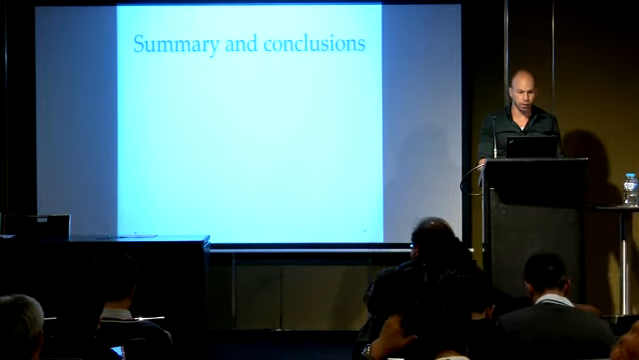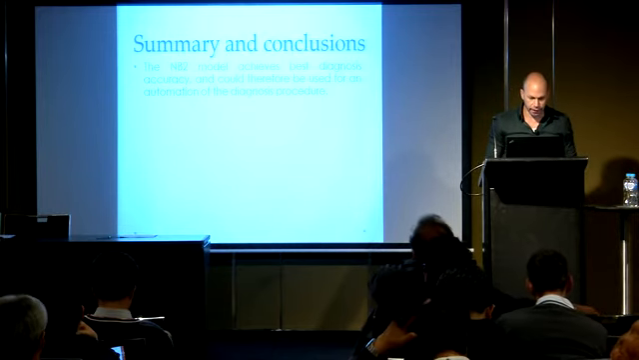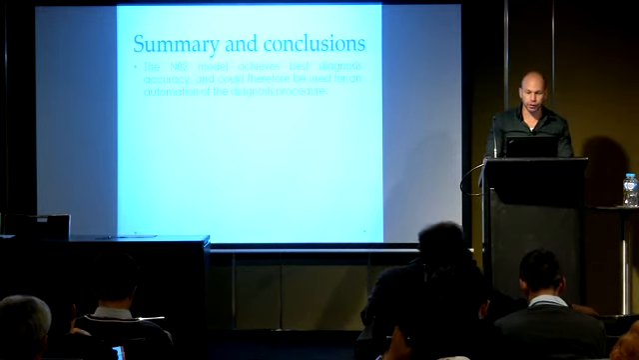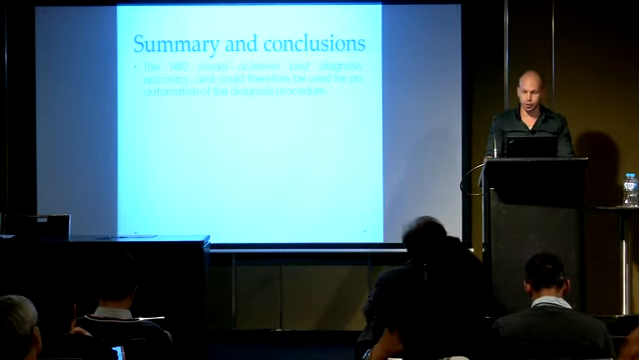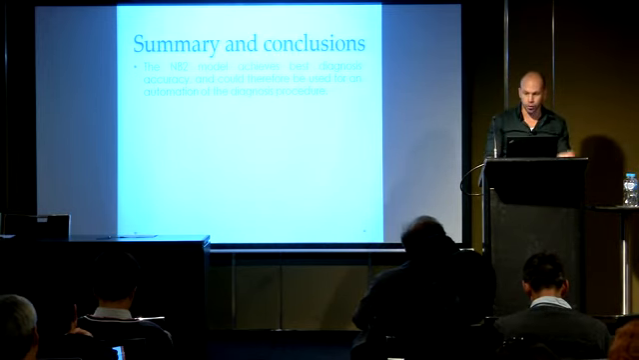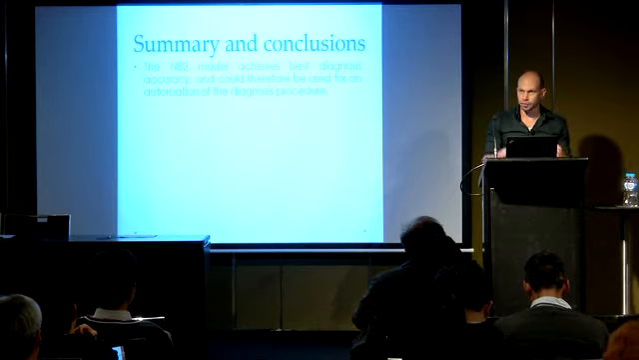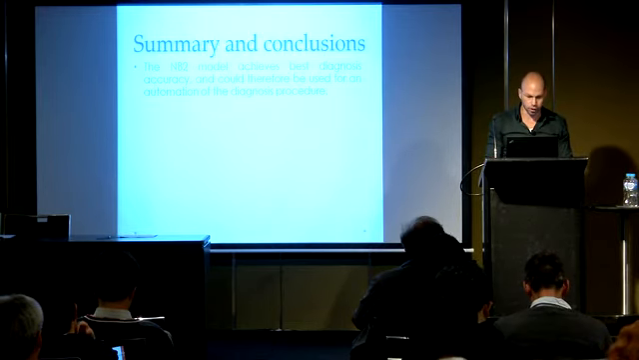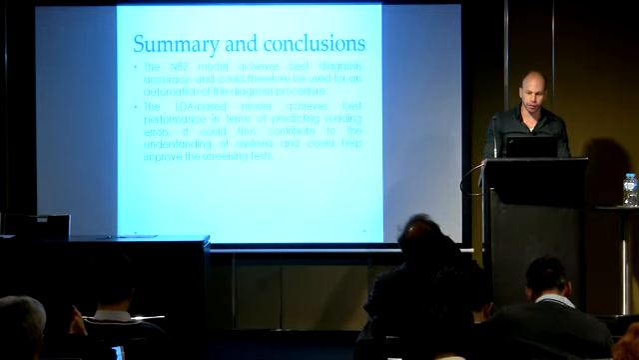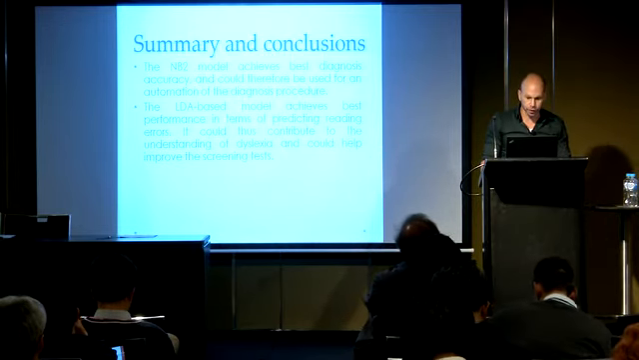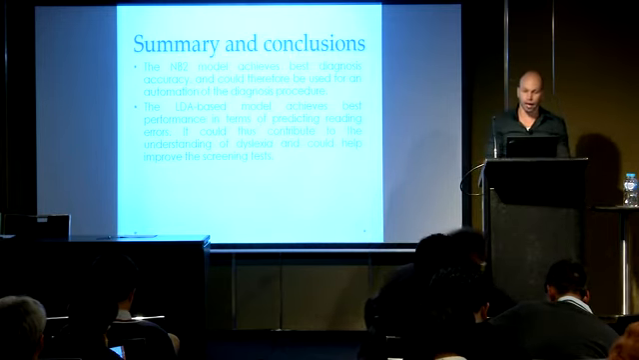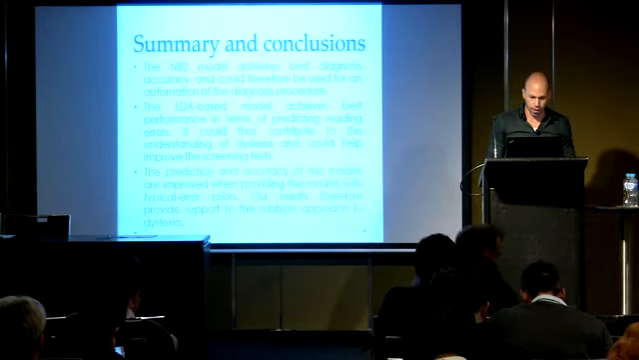Okay, so to sum things up, the NB2 model achieves best diagnosis accuracy and could therefore be used for an automation of the diagnosis procedure. We would like to build an application that could recommend people to go for experts according to the results. The LDA-based model achieves best performance in terms of predicting reading errors. It could thus contribute to the understanding of dyslexia and could help improve the screening tests.